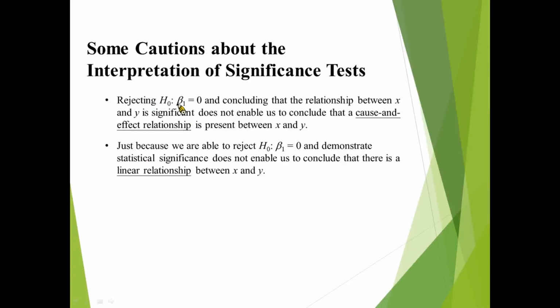So rejecting beta 1 equals 0, just because we are able to reject, the significance doesn't enable us to conclude that there is a linear relation between X and Y.